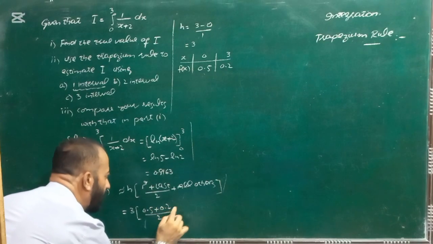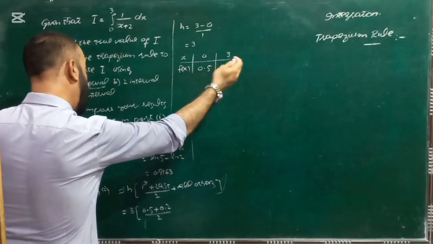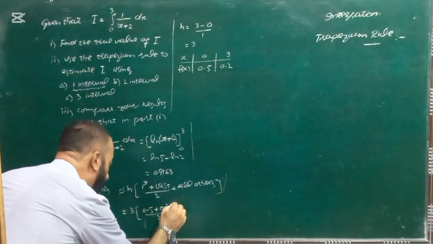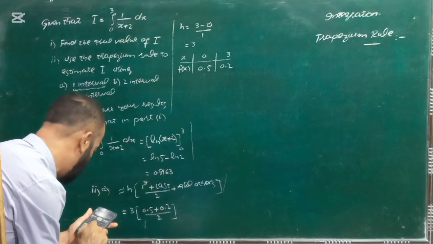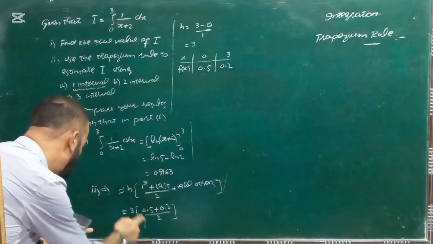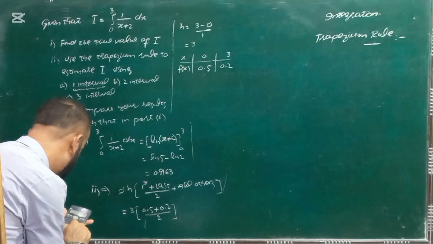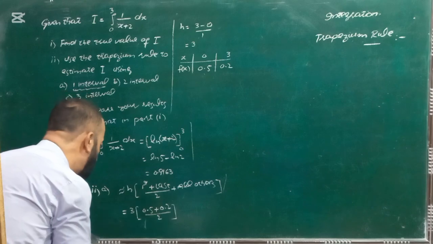Divided by 2 is still there, and all other, nothing is all other. So there is nothing more than values. So now we will solve it. So 0.7 divided by 2 multiplied by 3. Answer is 1.05.